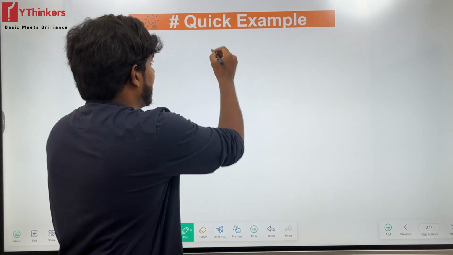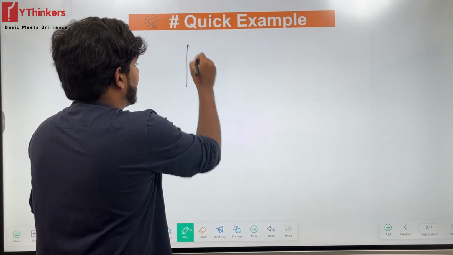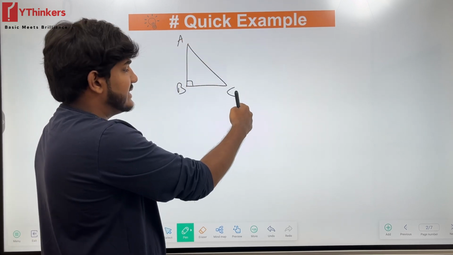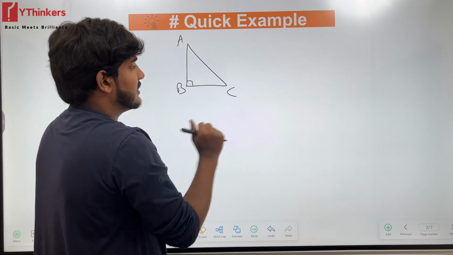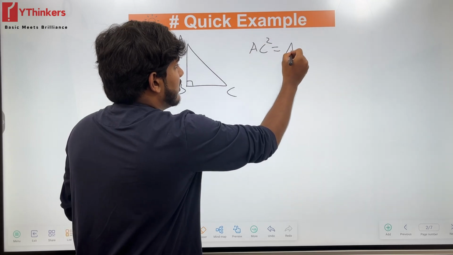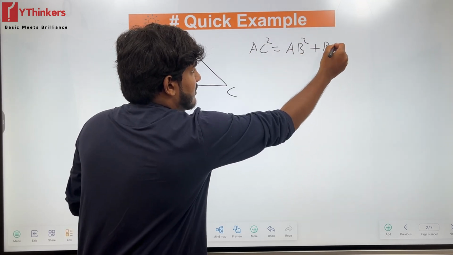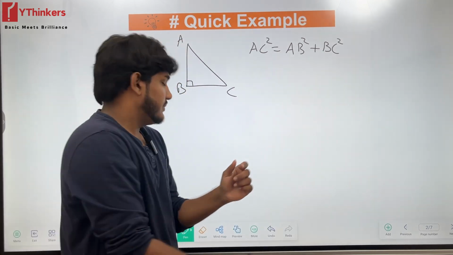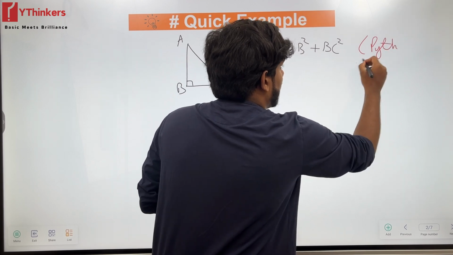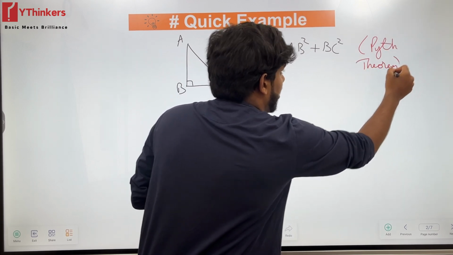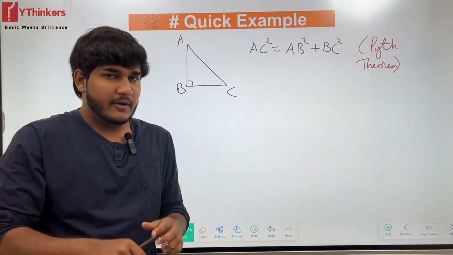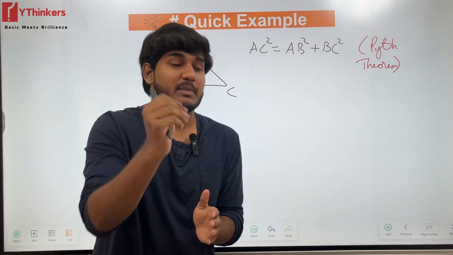Pythagoras theorem is simple, right? Let's assume there is a triangle, which is ABC. The hypotenuse is AC. BC is the base, AB is the perpendicular. We know Pythagoras theorem says that AC square is equal to AB square plus BC square. This is Pythagoras theorem. The longest side, uska square is equal to perpendicular square plus the base square. We'll solve a quick problem in this and I'll tell you where the students commit mistakes.